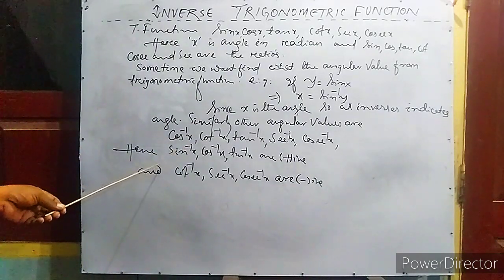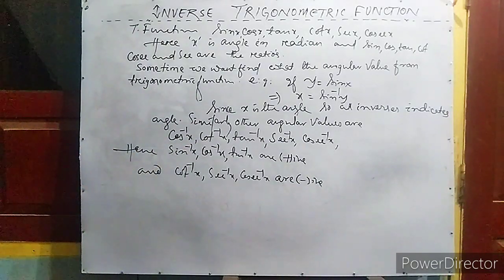Here one thing is very important to note. Sin inverse x, cos inverse x and tan inverse x are in the positive quadrant. While cot inverse x, sec inverse x and cosec inverse x are negative values, because they are in the negative quadrant. So more about the inverses we will discuss.